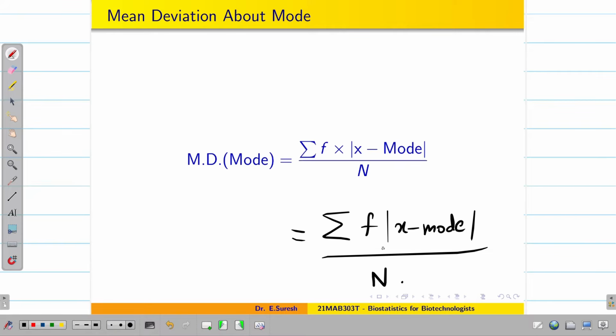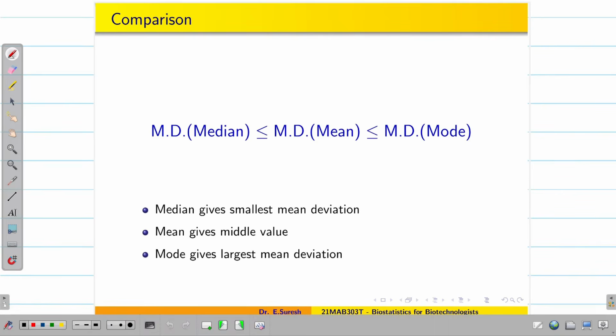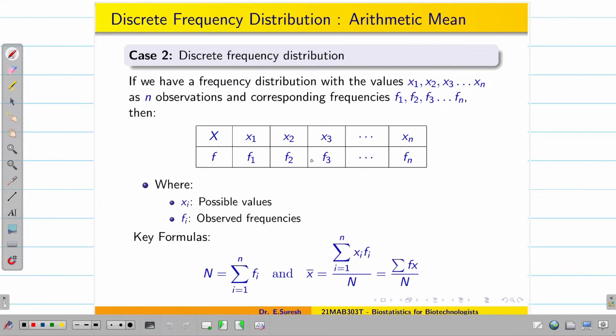So I am going to take the problem which we already solved for mean, median, mode. While we compare, we see mean deviation about the mode is highest and mean deviation about the median is lowest, and mean deviation about the mean is the middle value. Now for the discrete case, we solved arithmetic mean. We took the same problem. Now we are going to find the mean deviation about the mean.